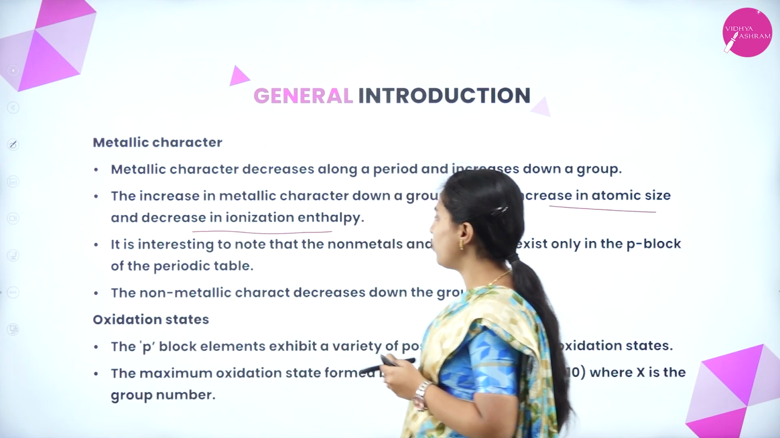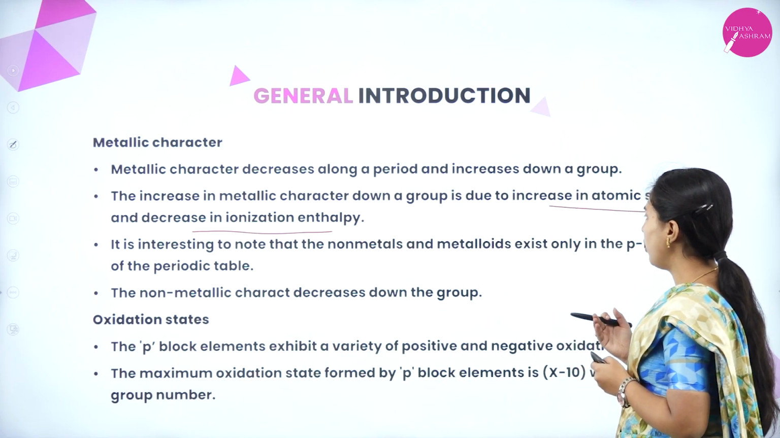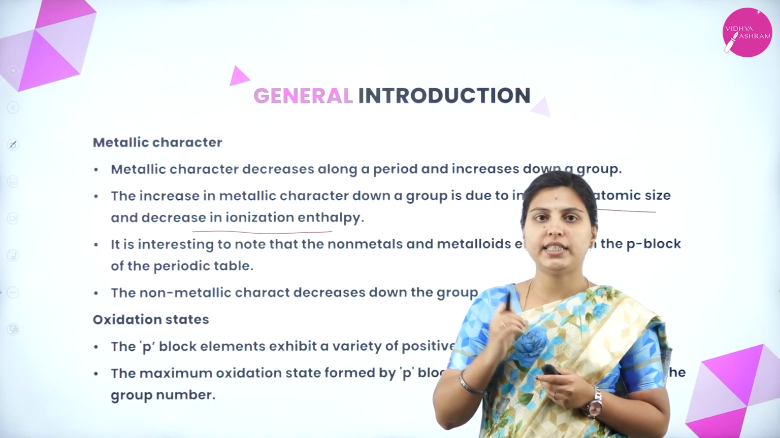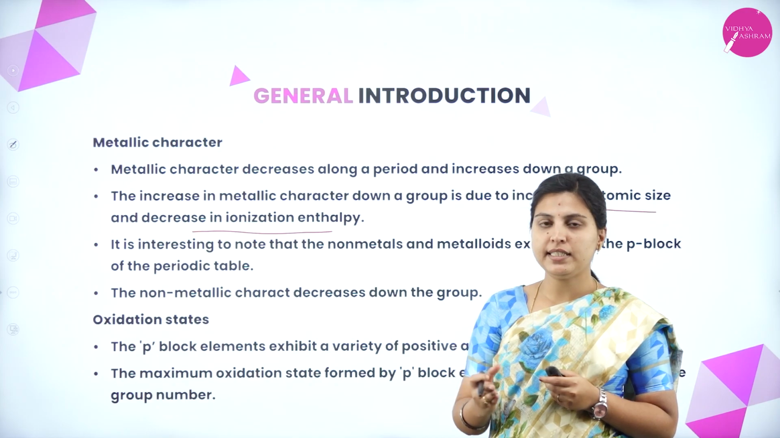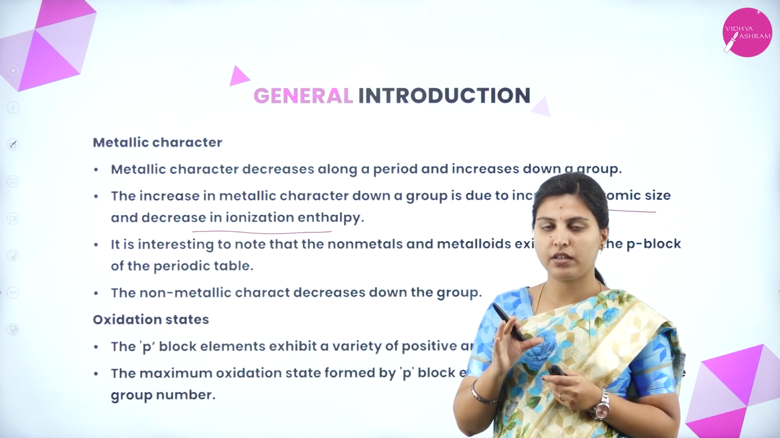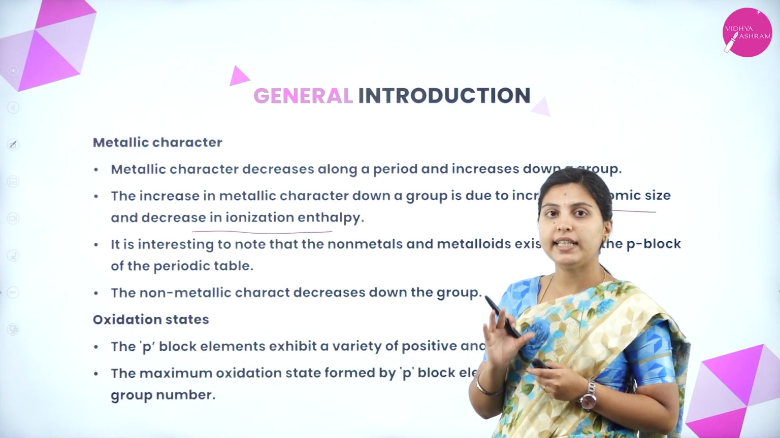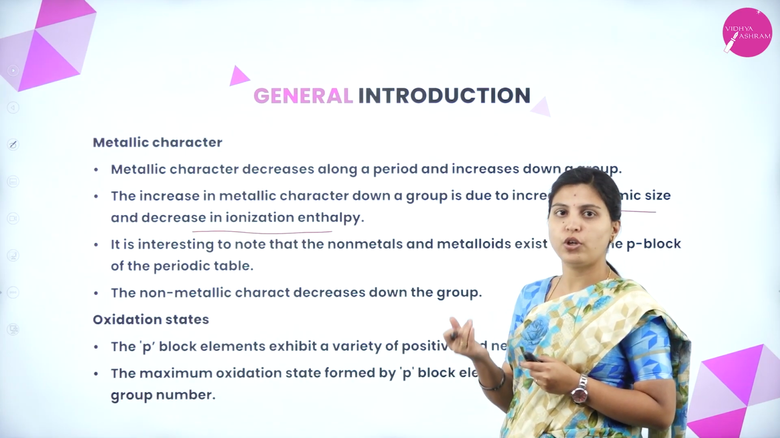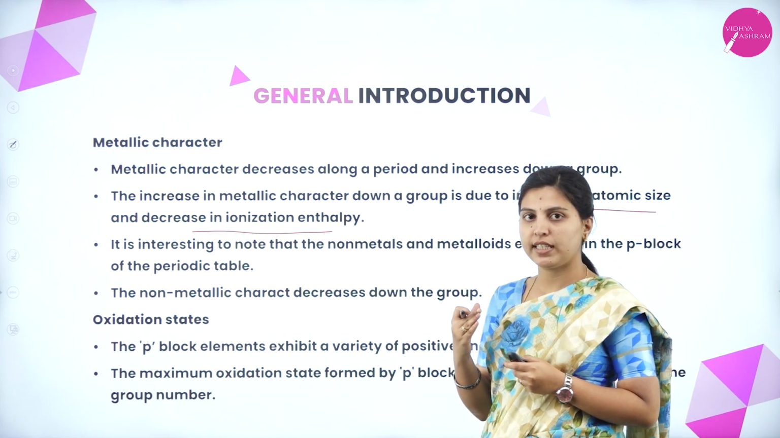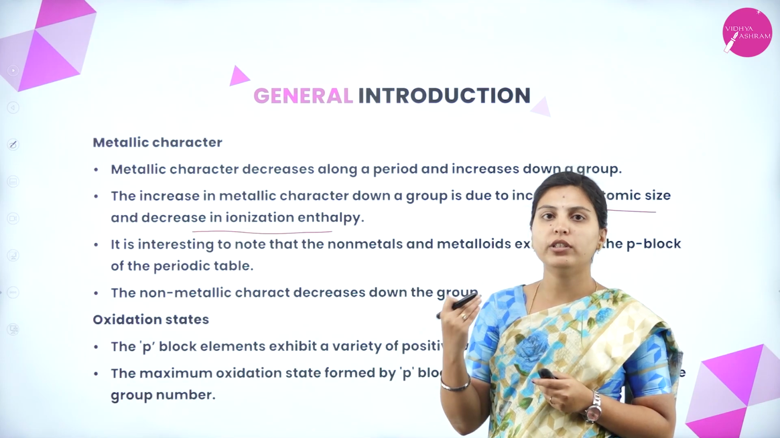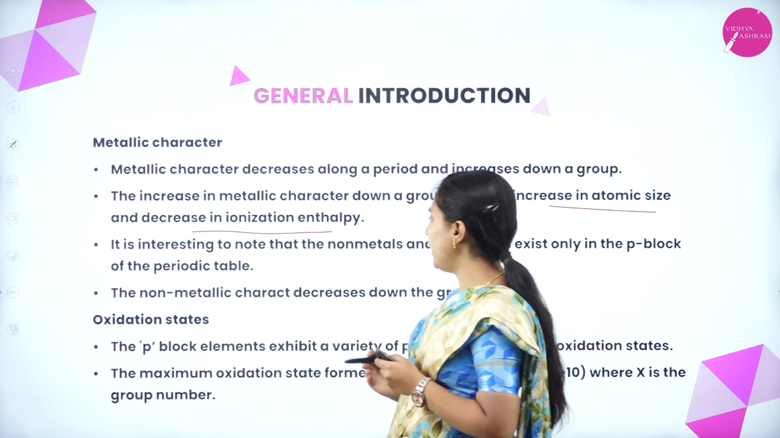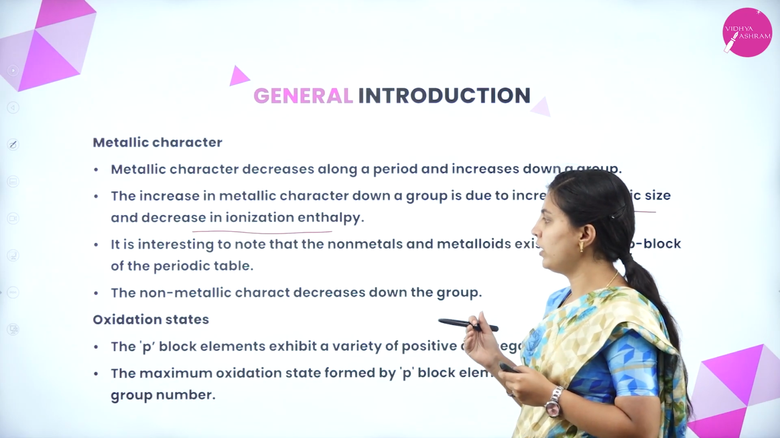It is interesting to note that non-metals and metalloids exist only in the p block of the periodic table. It is a very interesting topic that metals, metalloids and non-metals are all present only in the p block elements. Metals you know, non-metals also you know. The metalloids are the elements which exhibit the characteristics of both metallic nature and non-metallic nature. The non-metallic character decreases down the group.